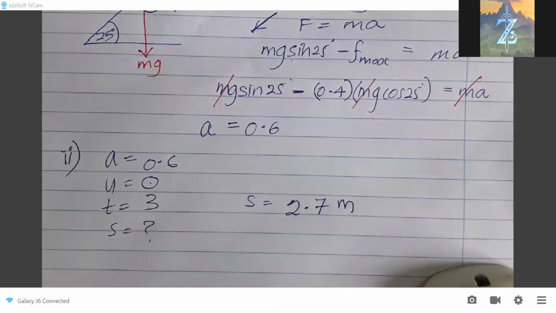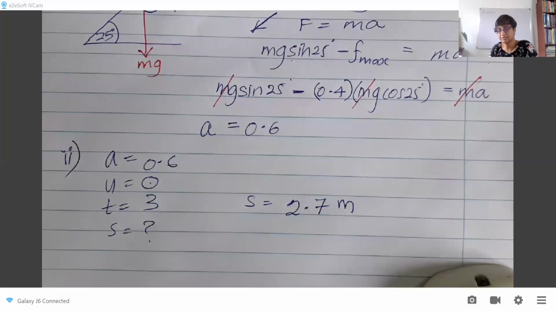Yeah, Miss, for acceleration, I took my answer, not the 0.6. I took 0.601, so it gives a much more accurate answer. I just took that way. That's okay, no? Yeah, that's correct.